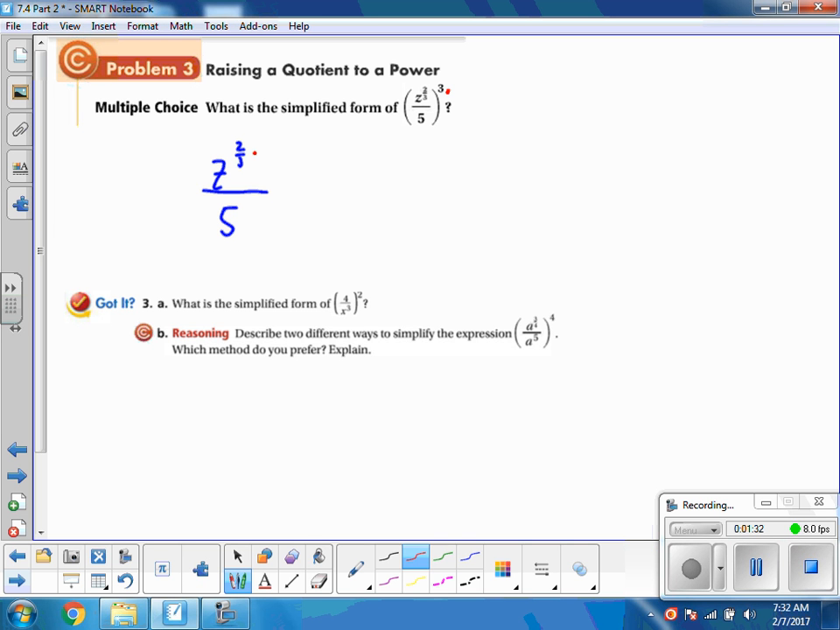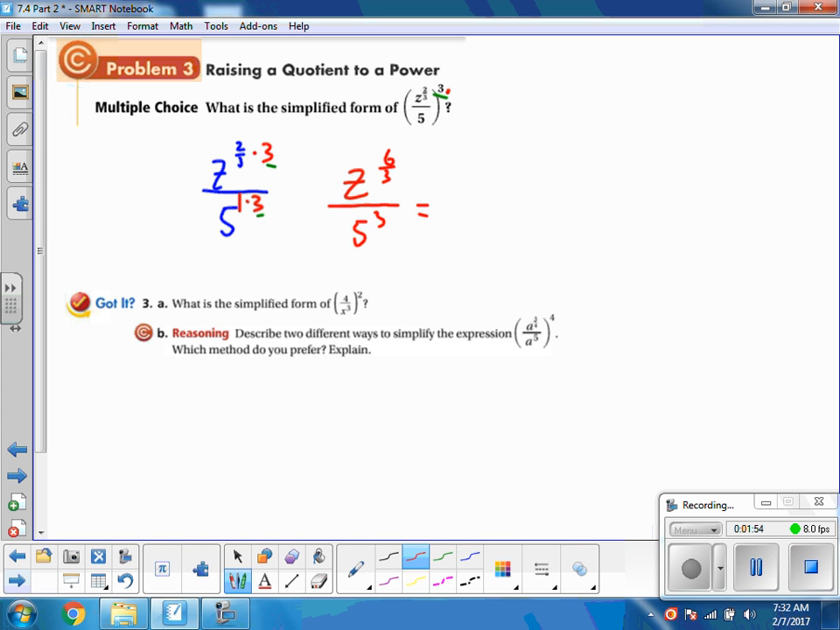Now, my power to power rule says that I just need to multiply. Now, really, 5 is 5 to the first. So I'm taking my cube and I'm playing it out on both. I'm distributing it to both terms. So let's see what we end up with. So z to the 2/3 power times 3 is z to the 6/3 power over 5 to the third power.